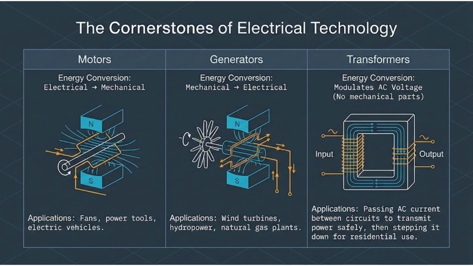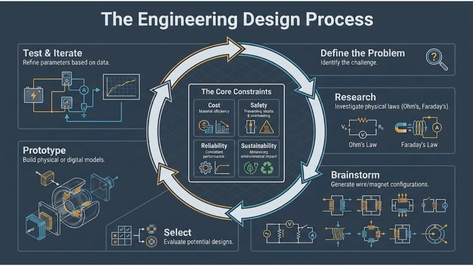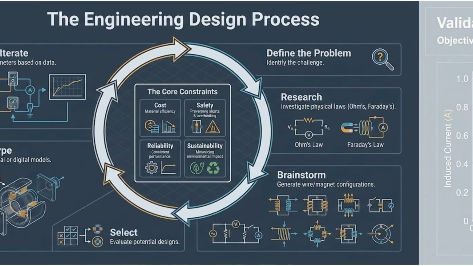Motors, generators, and transformers are cornerstones of electrical technology. Motors convert electrical to mechanical energy. Generators do the reverse. And transformers modulate AC voltage for safe and efficient power transmission. The engineering design process involves defining a problem, researching laws like Ohm's and Faraday's, brainstorming solutions, selecting the best design, prototyping, and iterating based on data, all within core constraints like cost and safety.